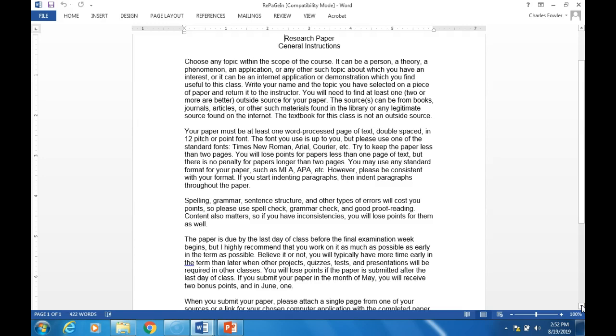An application that's pretty close to phenomena as well. Applications of how you would use differential equations in solving population problems, concentration problems, diffusion problems, whatever your interest may be, or whatever your major may be. Where would you use differential equations in that? Or any other such topic about which you have an interest. Now, I've added this one fairly recently. It can be an internet application or demonstration which you find is useful to the class.